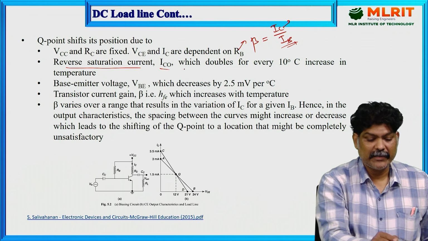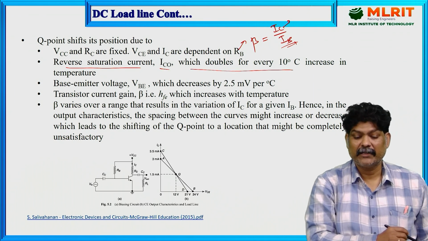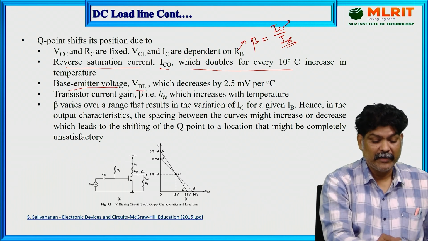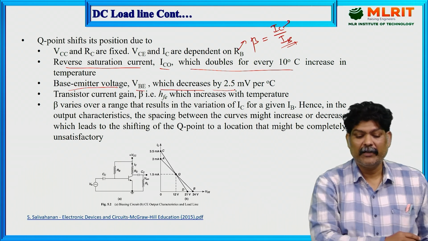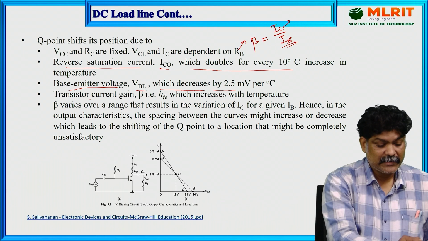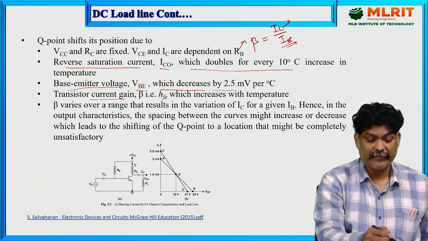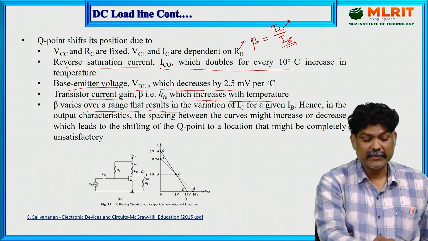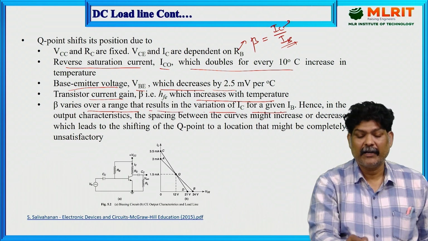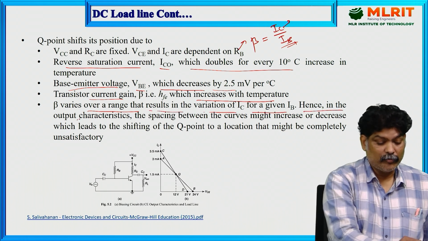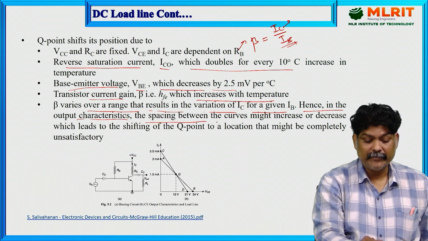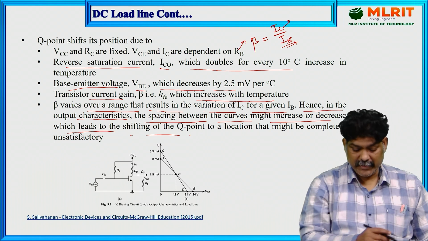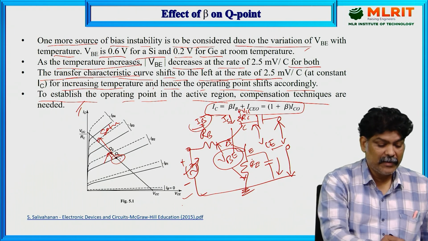Reverse saturation current ICO doubles for every 10 degrees centigrade rise in temperature. So this is another effect. Base emitter voltage VBE decreases by 2.5 millivolt per degree centigrade. Transistor current gain beta, that is HFE, increases with temperature. Beta varies over a range, which results in variation of IC for a given IB. Hence, in the output characteristics, the spacing between the curves might increase or decrease, which leads to the shifting of the Q point. Just now we have seen the shifting of the Q point.